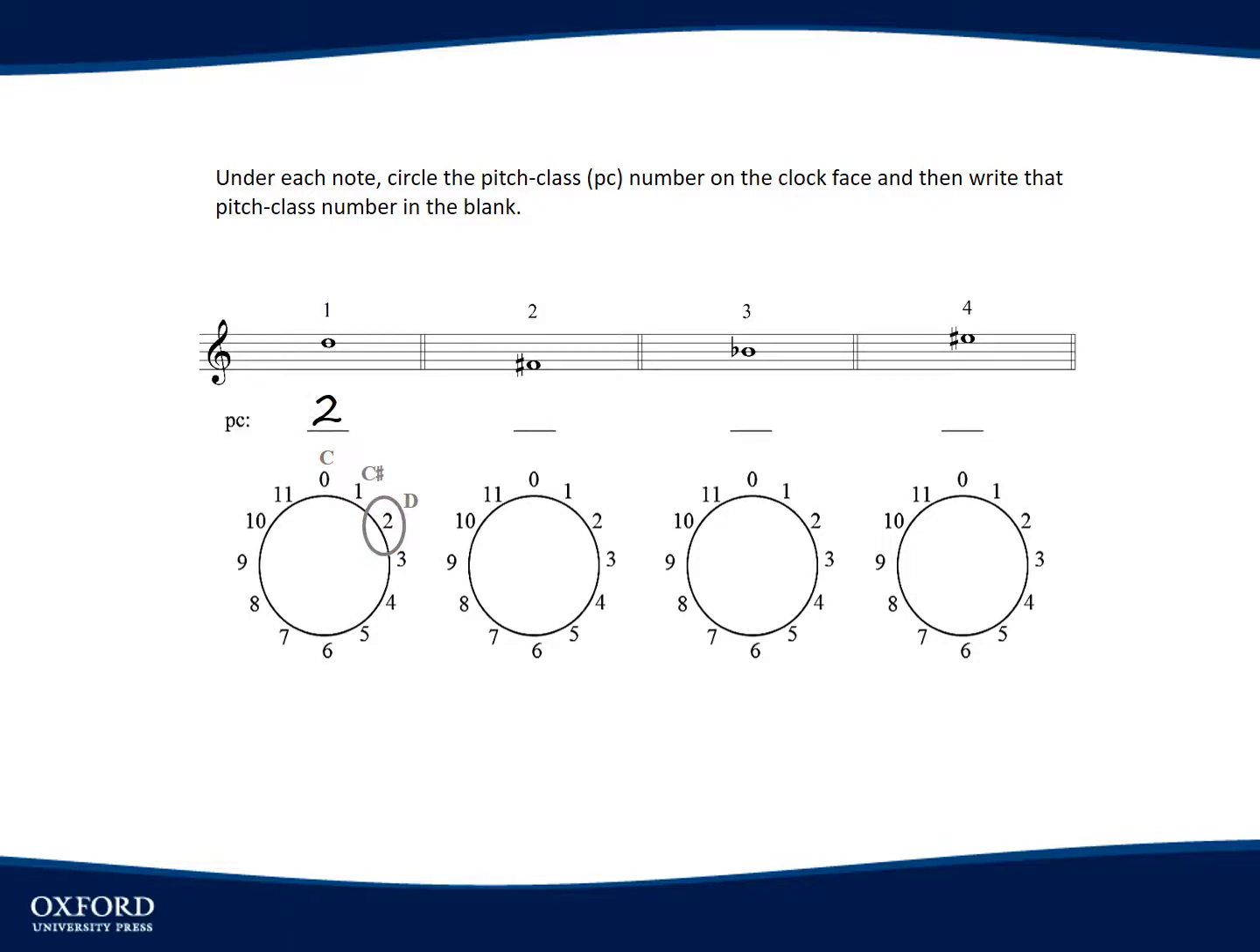Next, in problem 2, we have the note F sharp. Using the same method as in problem 1, we can simply move around the clock face by half step until we reach our note. C is 0, then C sharp or D flat, then D, then E flat or D sharp, E, F, and finally F sharp. We circle the number 6 on the clock, and then write pitch class 6 in the blank.